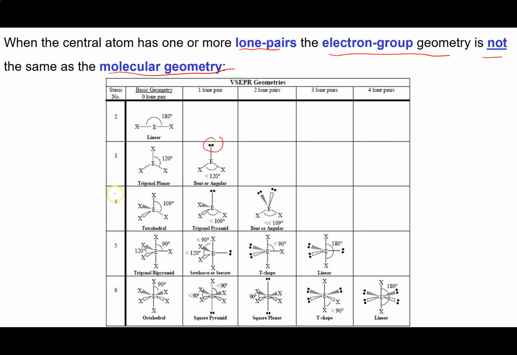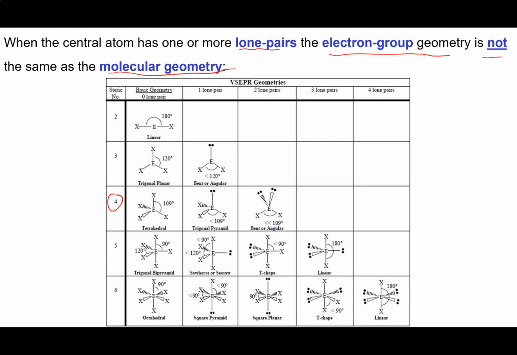If we have a steric number of 4, that is the tetrahedral electron group geometry, and we have one lone pair, then our molecular geometry is referred to as being trigonal pyramidal. And if we have 2 of our electron groups being lone pairs, then our molecular geometry is referred to again as either being bent or angular. So it's important to realize that there is more than one way of arriving at a bent or angular geometry, and so it can be quite important to specify the bond angle to make it clear exactly what you are referring to.